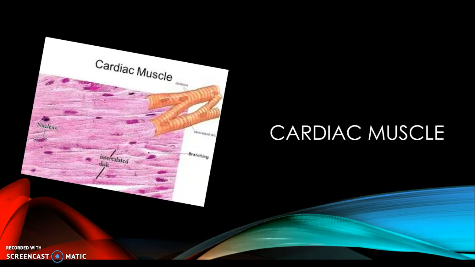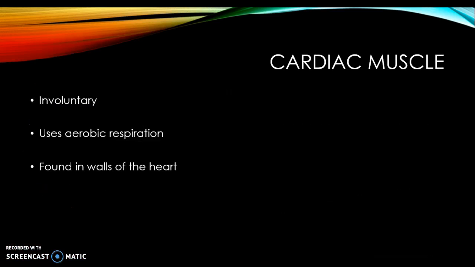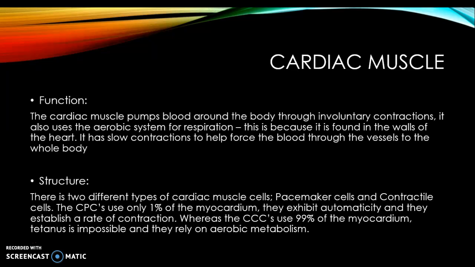Cardiac muscle is the third type of muscle. Cardiac muscle is involuntary. It uses aerobic respiration. This means it needs oxygen and is found in the walls of the heart.